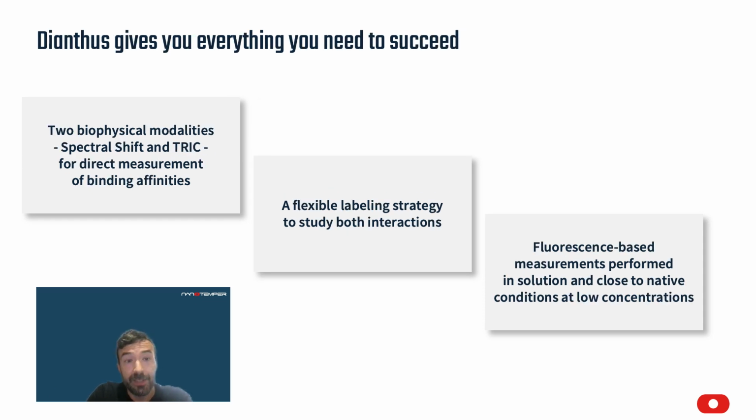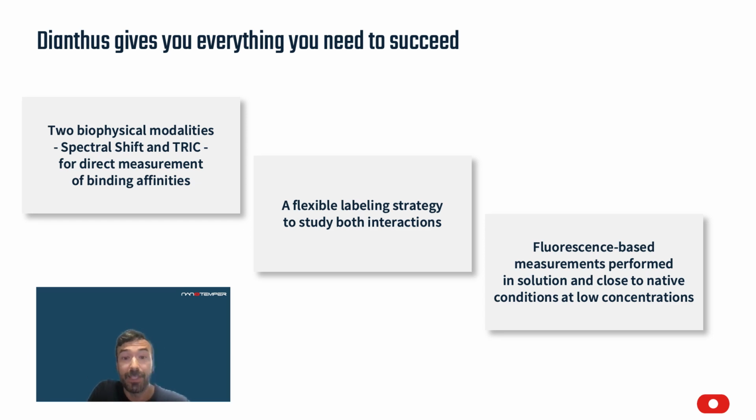With Dianthus, you can basically overcome all these roadblocks. First of all, as you've seen in previous talks, we have two biophysical modalities in the Dianthus, Spectral Shift and TRIC, that can measure binding affinities. It also allows you to label your molecules in a very flexible way. We have different labeling kits, and you can think of labeling different molecules. I will show you this on the next slide. So you can study both interactions.